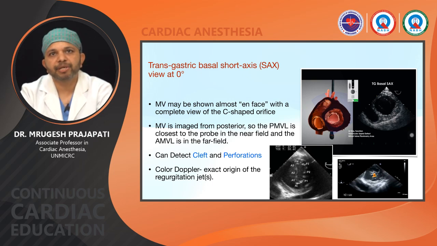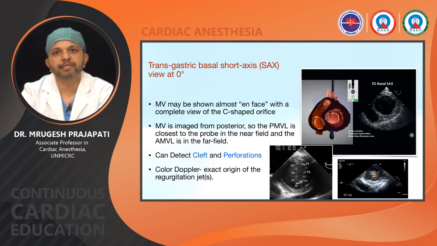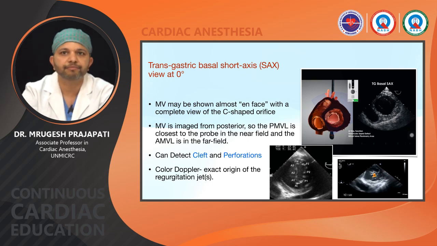Then transgastric basal short axis view, which is obtained at 0 degree. The mitral valve may be shown almost en face with a complete view of a C-shaped orifice. The mitral valve is imaged from posterior. So, posterior mitral valve leaflet is closest to the probe and in the near field, and the anterior mitral valve leaflet is in the far field. It can detect the cleft and perforation in mitral valve leaflets. The color Doppler will help for exact location or exact origin of the regurgitation jets.